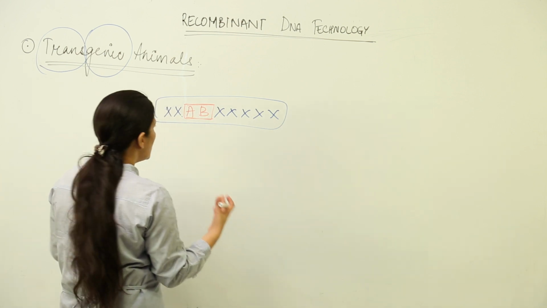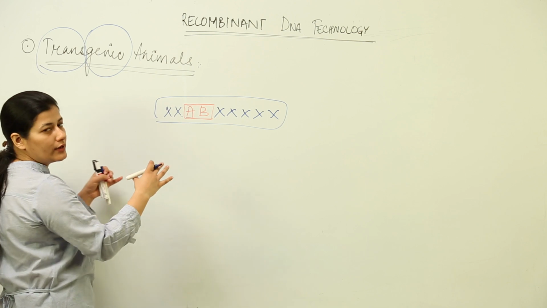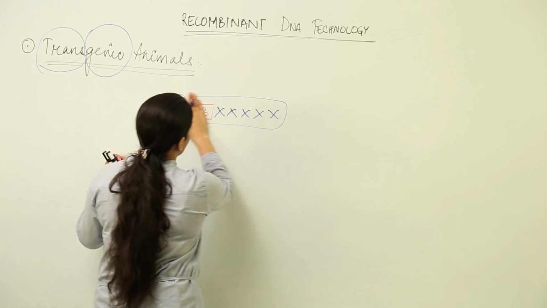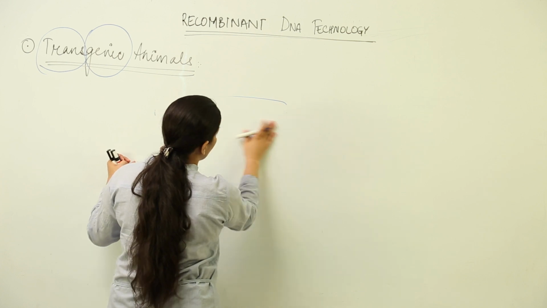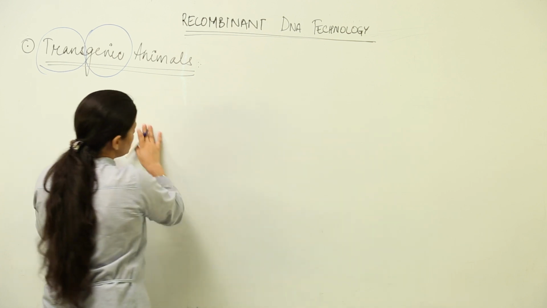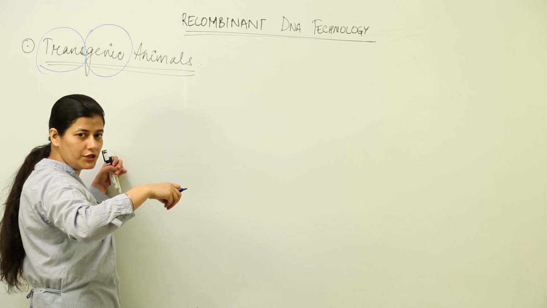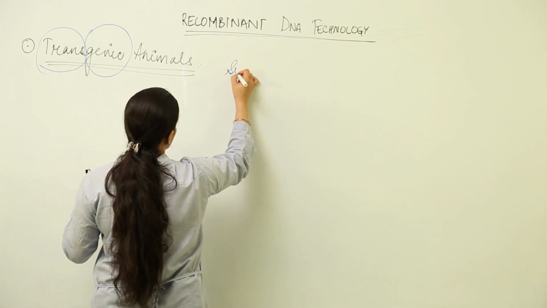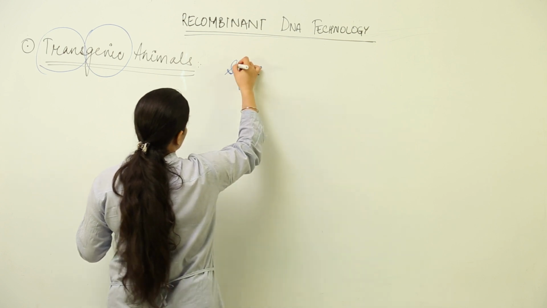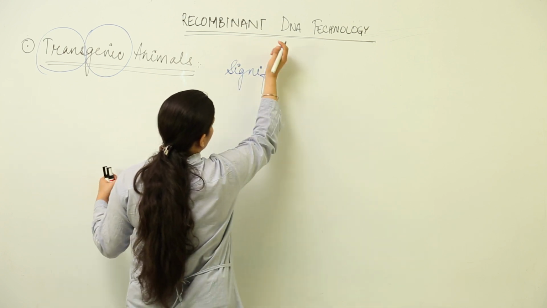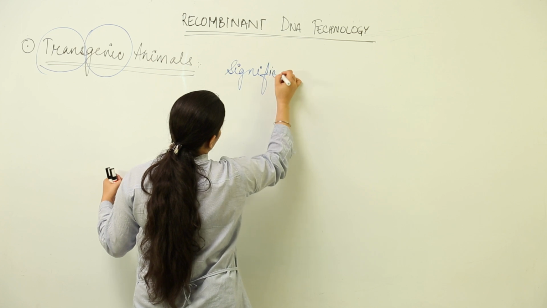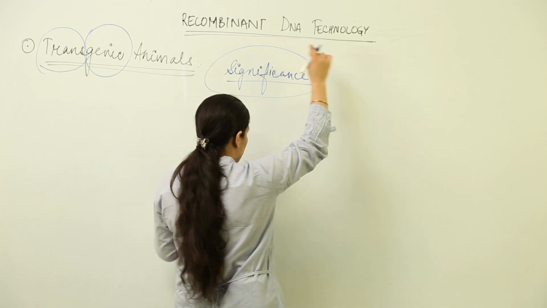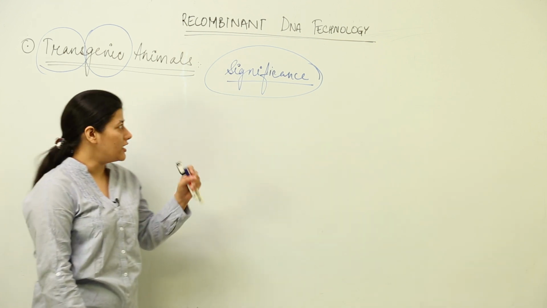We had talked about rDNA technology, so we know by now what it means and what a transgenic animal would be like. A transgenic animal will have an external gene incorporated into its genome. And what is the significance of such animals? This is the area of concern for our lesson. What is the significance of obtaining such transgenic animals?